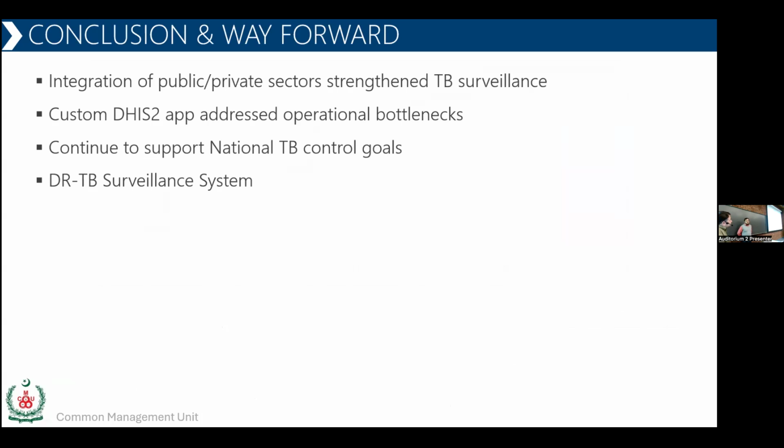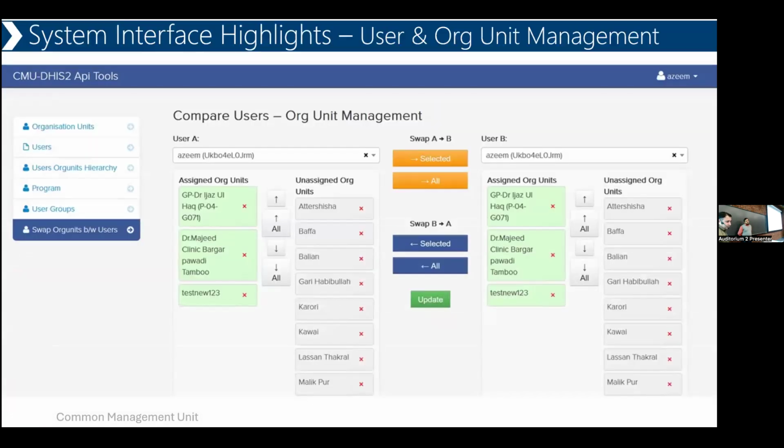Okay, integration of public and private sector. With this integration, we have strengthened the TB surveillance in Pakistan. The custom DHIS2 app addresses operational bottlenecks and continues to support the national TB control program, and now we are in the process of developing or replicating this app for drug-resistant TB. So this was for drug-sensitive TB, and we are replicating it now in the drug-resistant TB surveillance system.